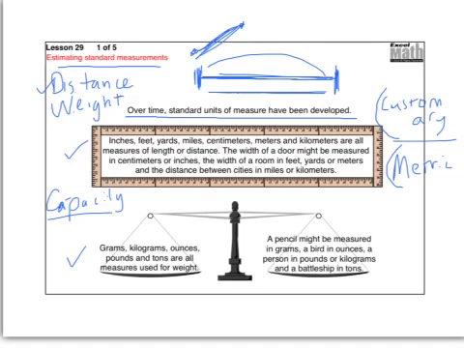So first we're going to deal with distance. That's located inside these rulers here. And different ways of measuring distance include inches, feet, yards, miles, centimeters, meters, kilometers. Those are all ways to measure length or distance. So let's take a look now at some examples of how big these things are.